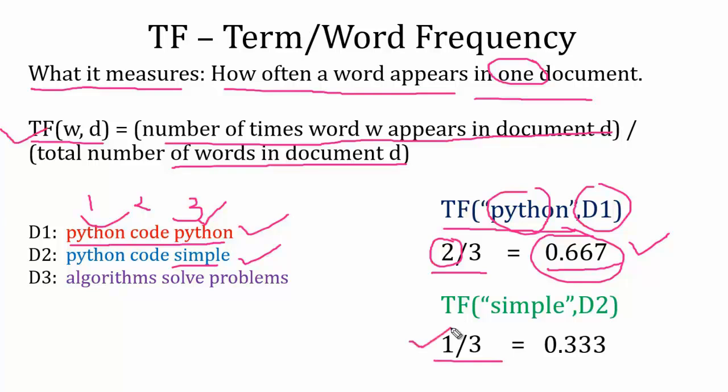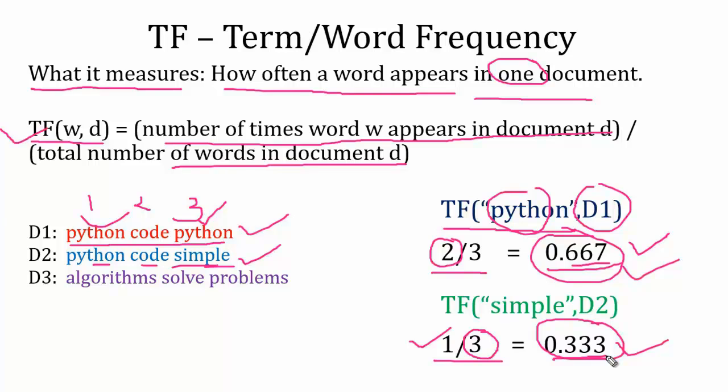Simple appears 1 time in document 2, divided by total number of words in document, which is 3 words: 1, 2, and 3. So 1 divided by 3 is equal to 0.333. So the TF value for simple in document 2 is 0.333. Here I am taking 3 digits, 667, 333, but you may take 2 as well.